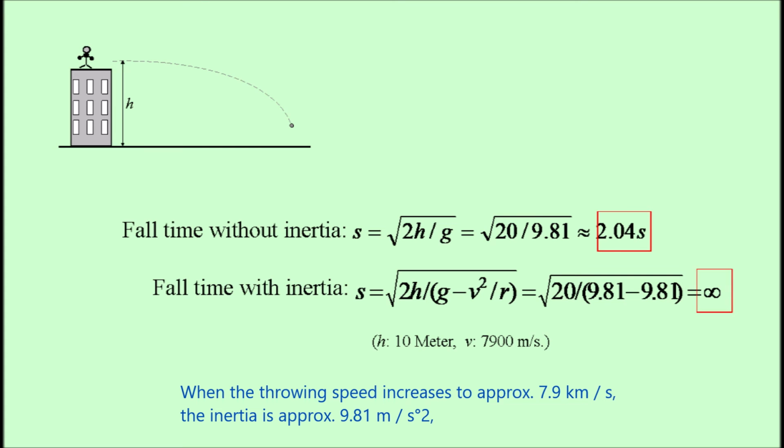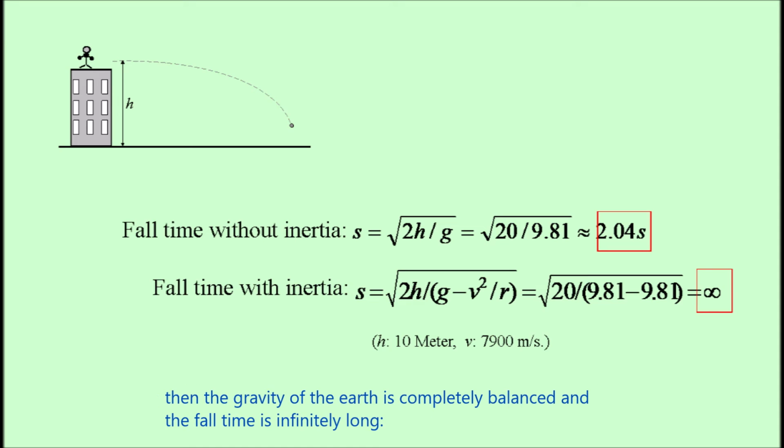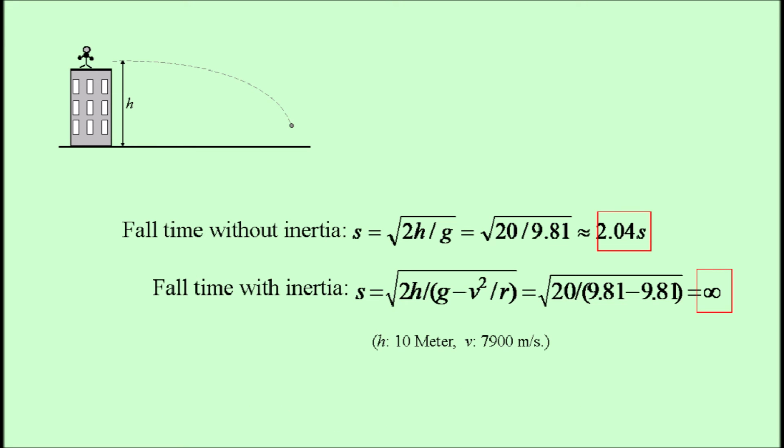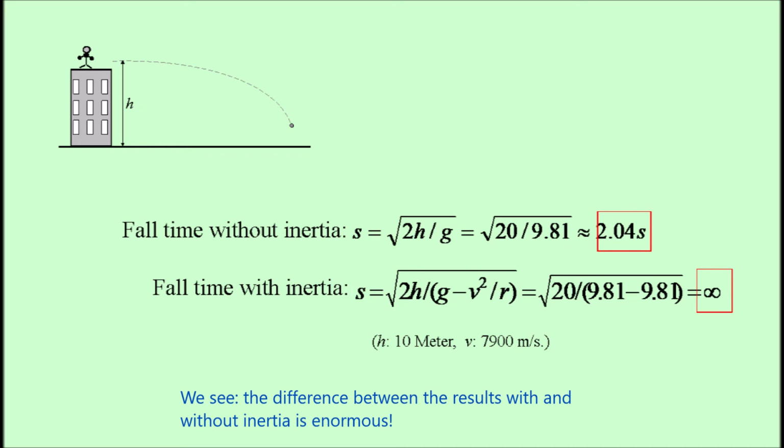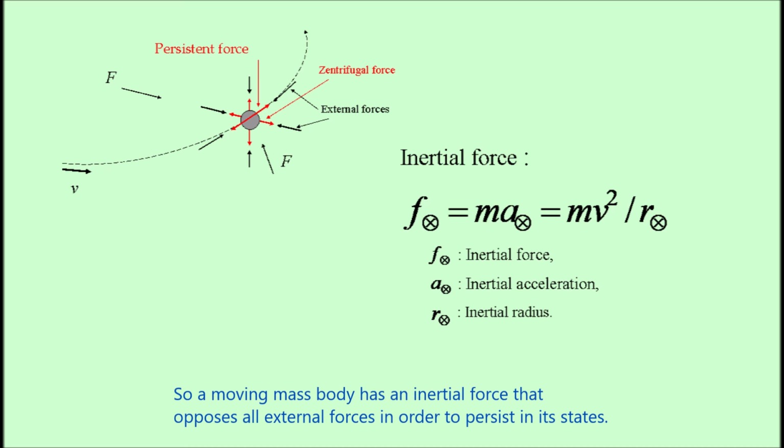If the throwing speed increases to about 7.9 km per second, the inertia is about 9.81. Then the gravity of the Earth is completely balanced and the fall time is infinitely long. We see, the difference between the results with and without inertia is enormous. So a moving mass body has an inertial force that opposes all external forces in order to persist in its states.